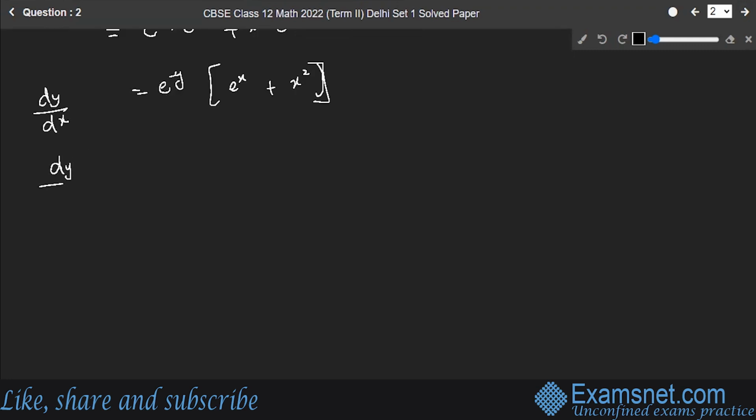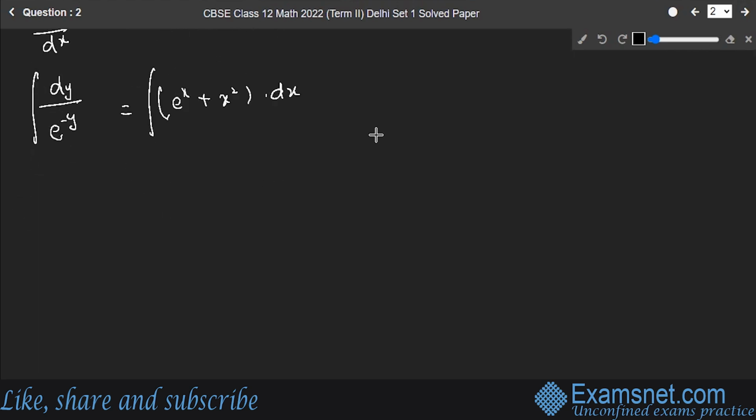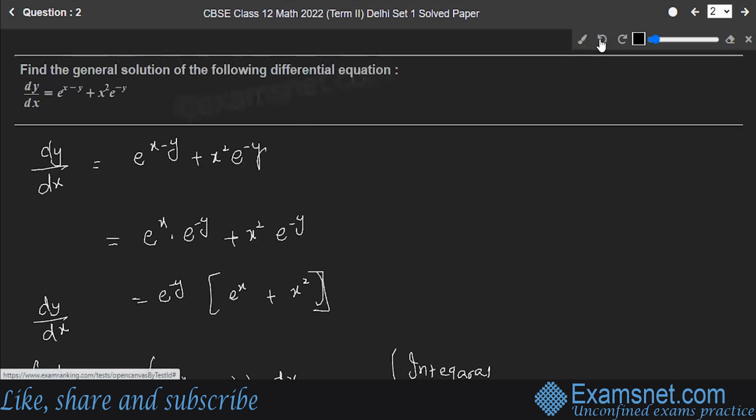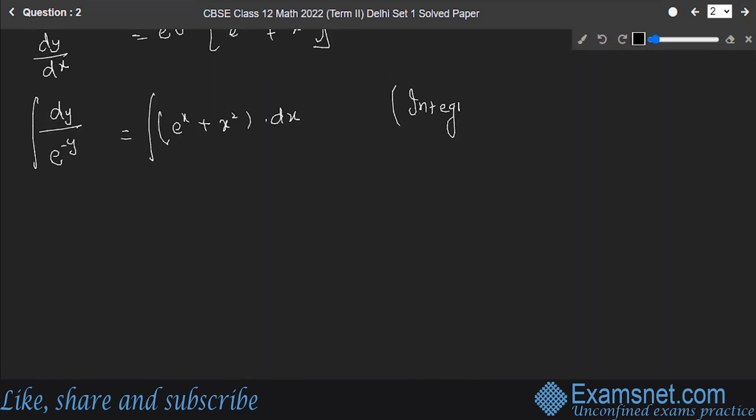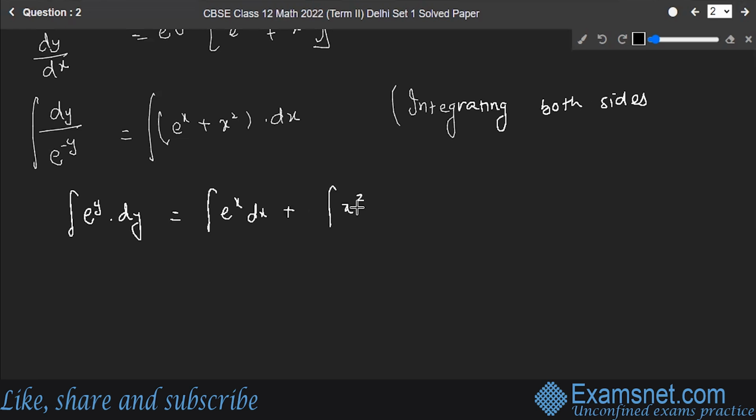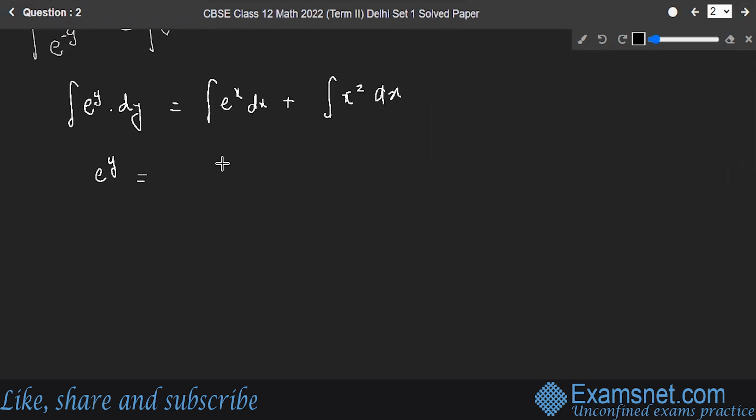Or you can say dy upon e raised to power minus y is equal to e raised to power x plus x square into dx. Let's integrate both sides. Here you will get e raised to power y into dy on the left, equal to e raised to power x dx plus x square dx. Correct. So this is e raised to power y is equal to e raised to power x plus x cube upon 3 plus c. That's it. This is the answer to the question.